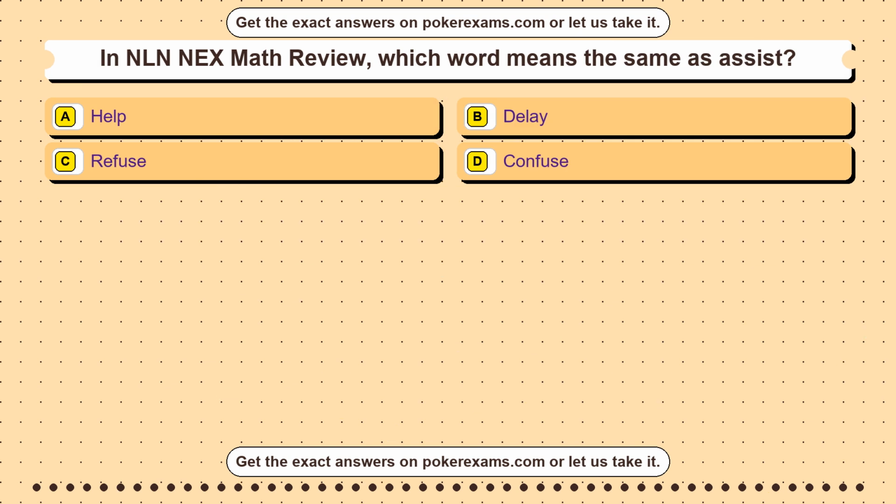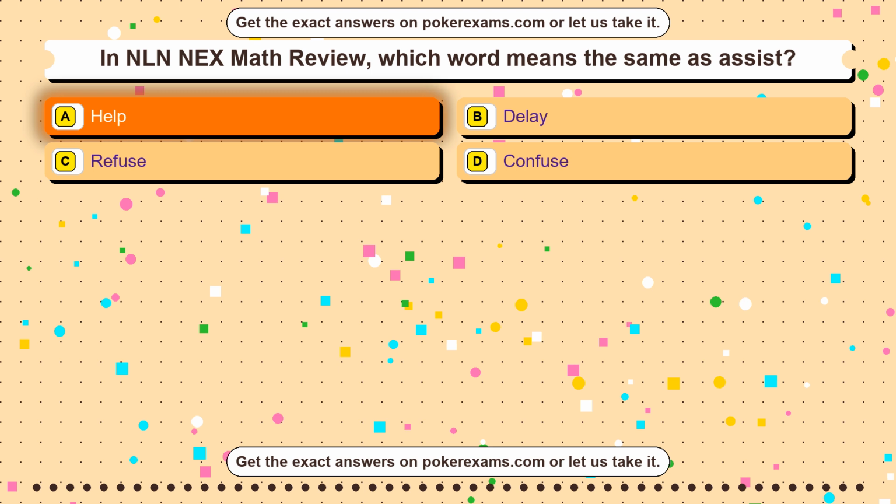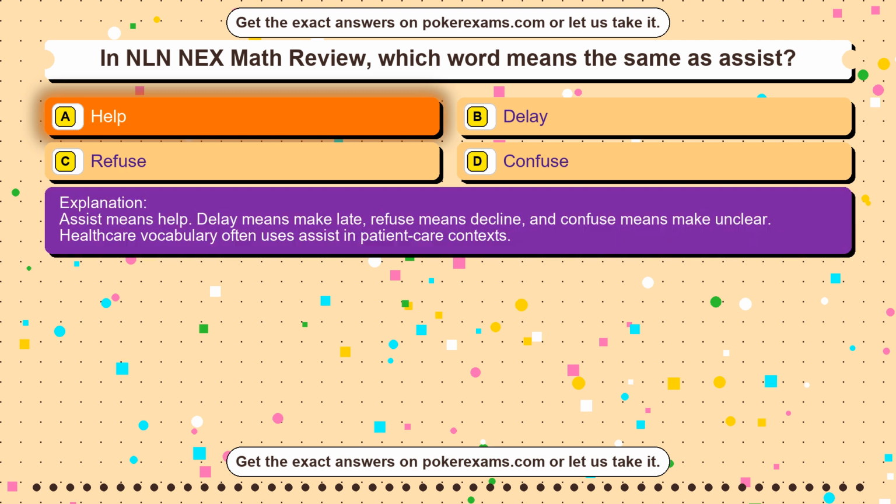Question 13. In NLN NEX Math review, which word means the same as assist? Option A help. Option B delay. Option C refuse. Option D confuse. The correct answer is option A. Help. Assist means help. Delay means make late, refuse means decline, and confuse means make unclear. Healthcare vocabulary often uses assist in patient care contexts.